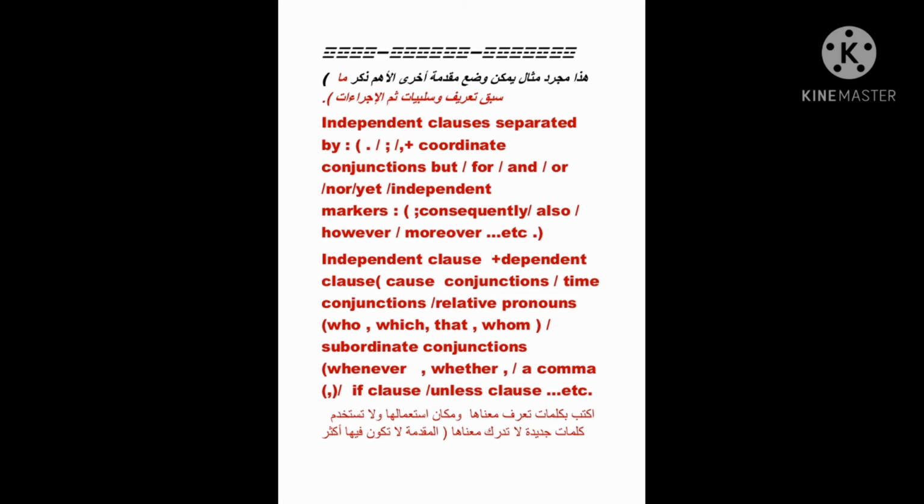So independent clauses are separated by either a full stop, semicolon, or comma plus coordinate conjunctions like but, for, and, or, nor, yet. This is an independent clause. And also independent markers like consequently, also, however, moreover, and so on.